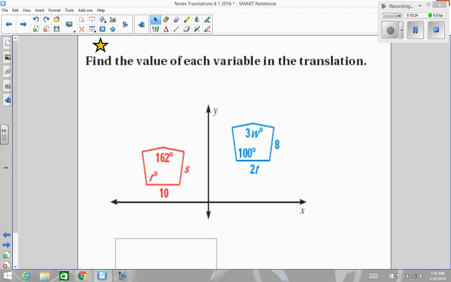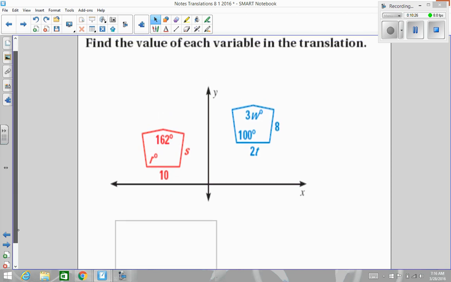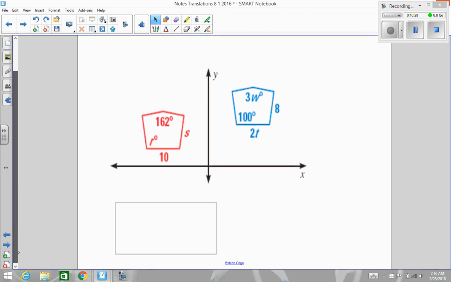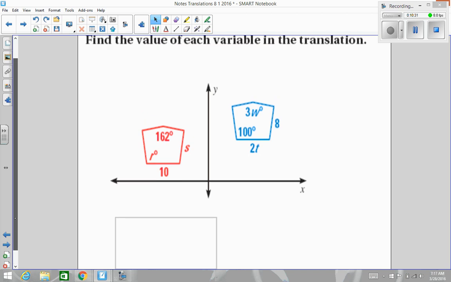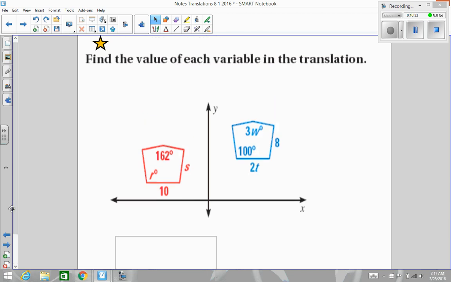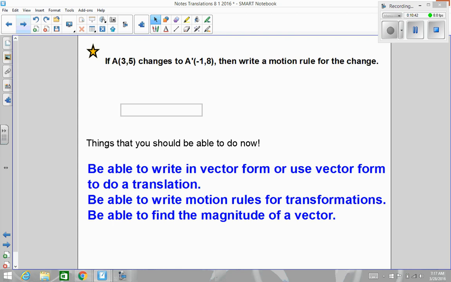All right, so here it says find the values of x. Remember, this is a translation, so it's rigid, and therefore congruence is kept. If you need the answer to this, ask when you come to class. So pause the video and do this. And finally, this last one: if A is (3, 5), changes to A prime (-1, 8), write the motion rule. And of course, write these things down, especially the blue parts. These are things that you should be able to do now that you've finished this video. And that is the end of the video.